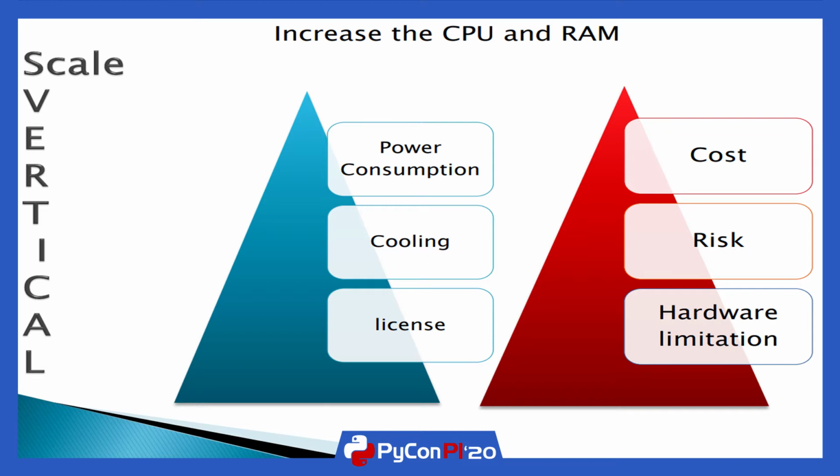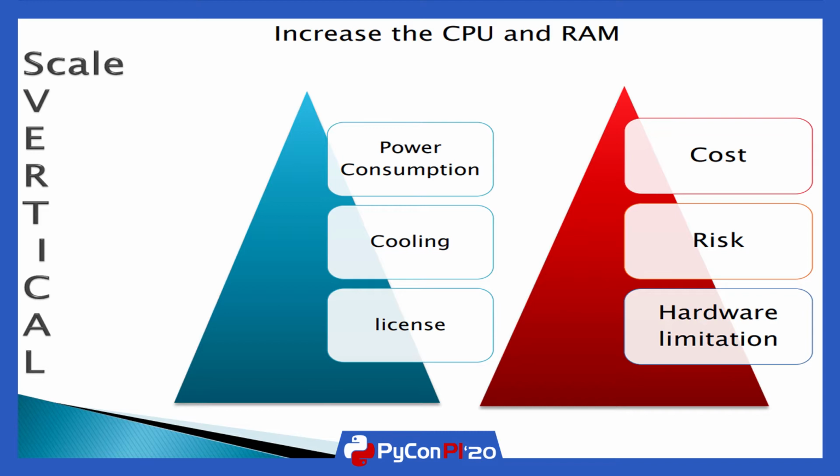I mean, there is always a limit to how much you can increase the CPU or the RAM. So there's a hardware limitation. Then, of course, there is a greater risk of hardware failure. If one instance goes down, that's all, your whole database is gone.